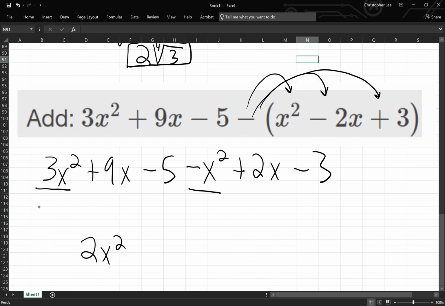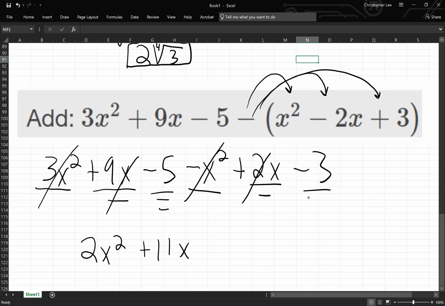All right, now I'm done with these. So now I want my x's, right? I have 9x and I have 2x. So what's 9x plus 2x? Right? So plus 11x. Now I'm done with these. So now I have -5 and -3. So what's -5 plus -3? -8. All right, I'm done. This is my answer.